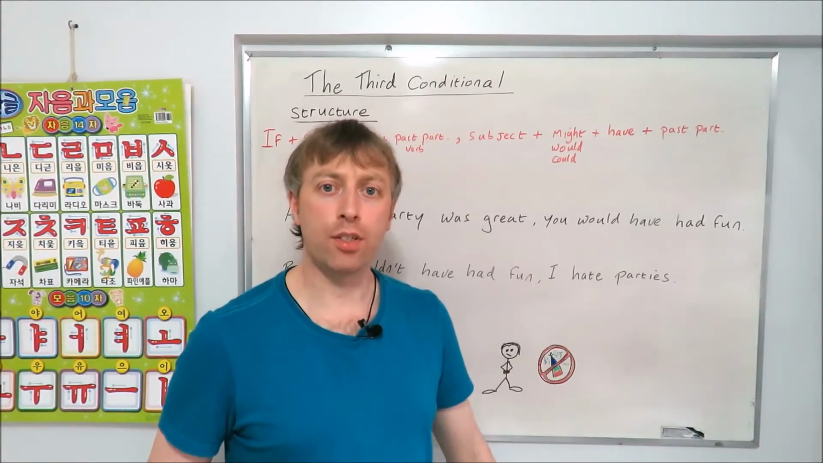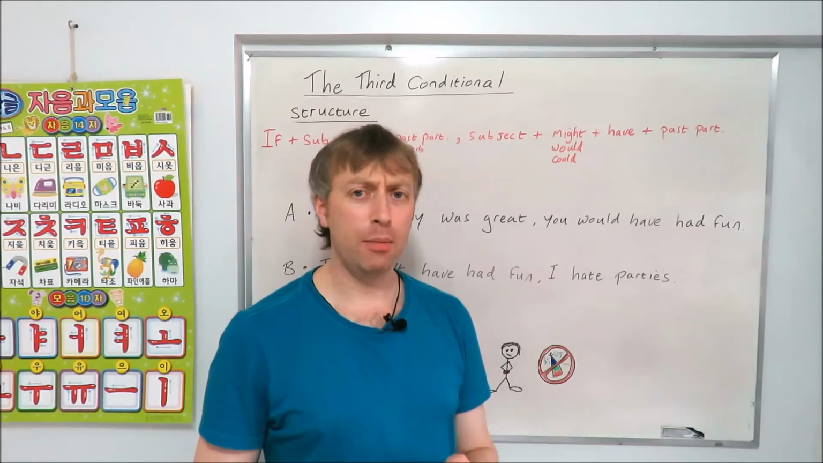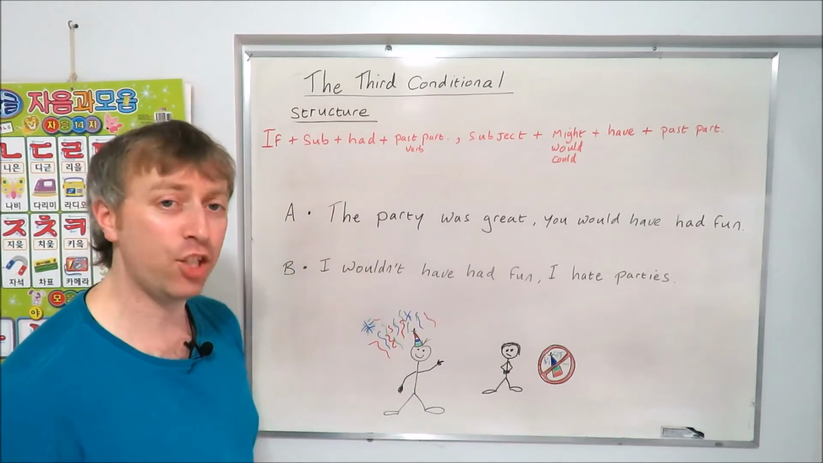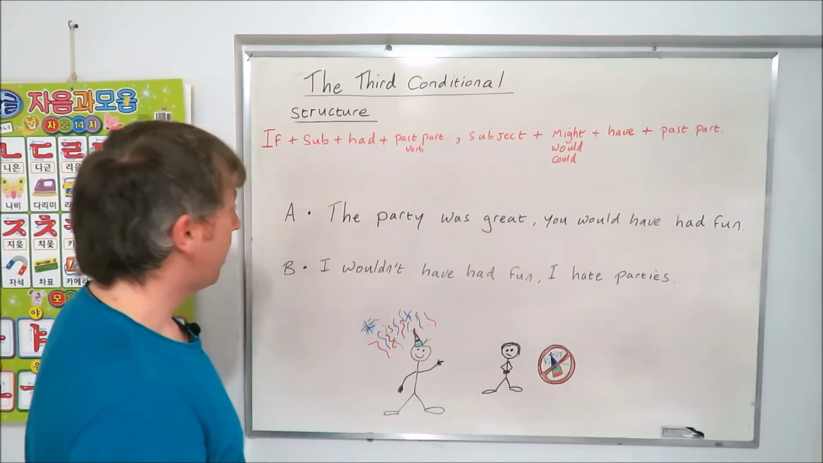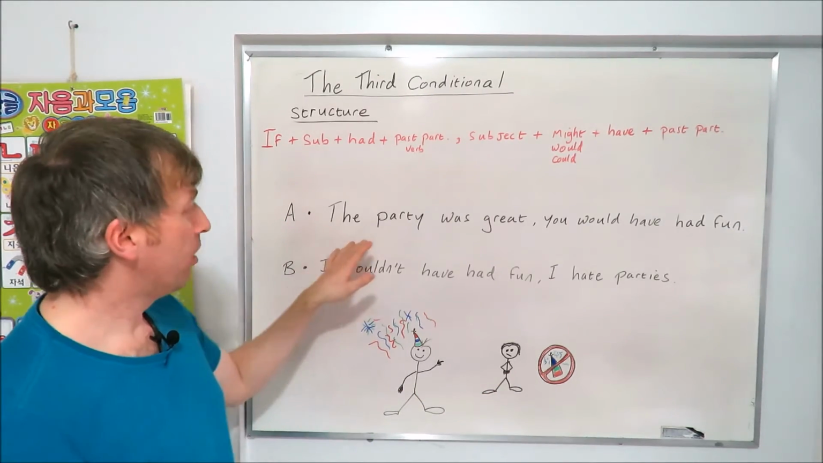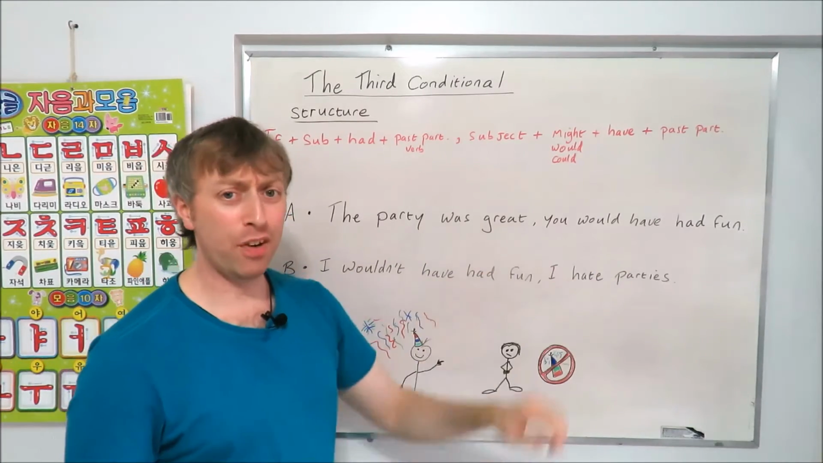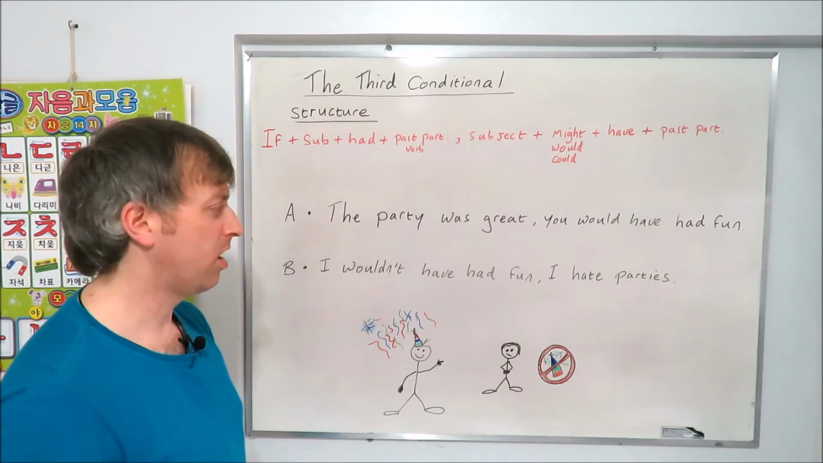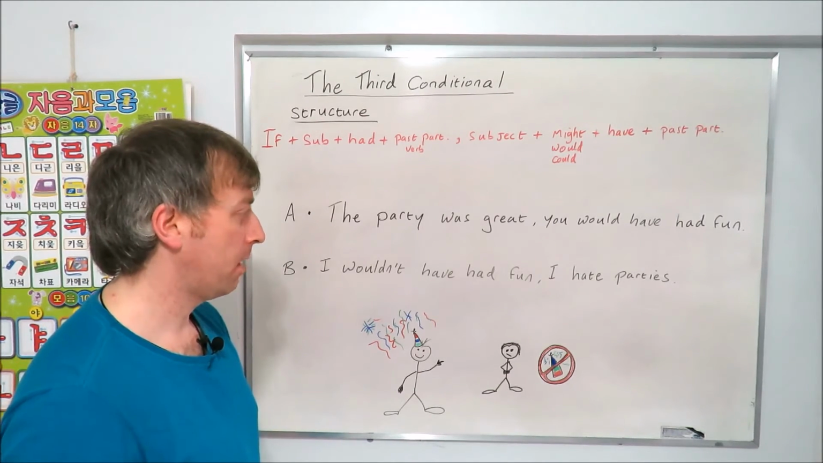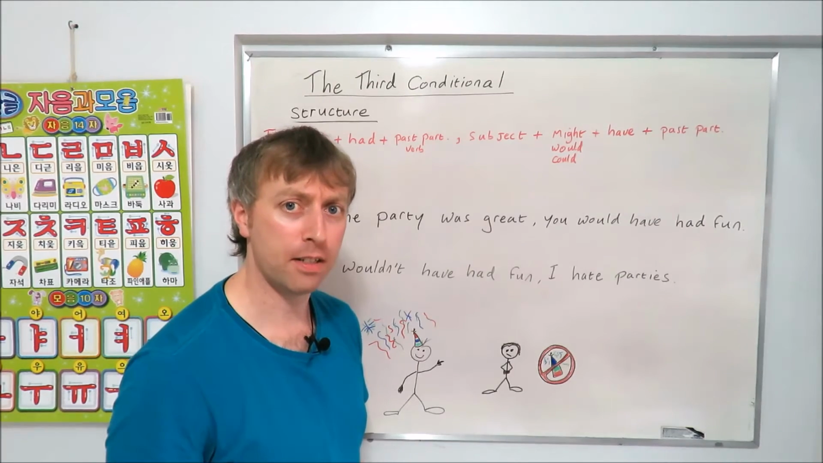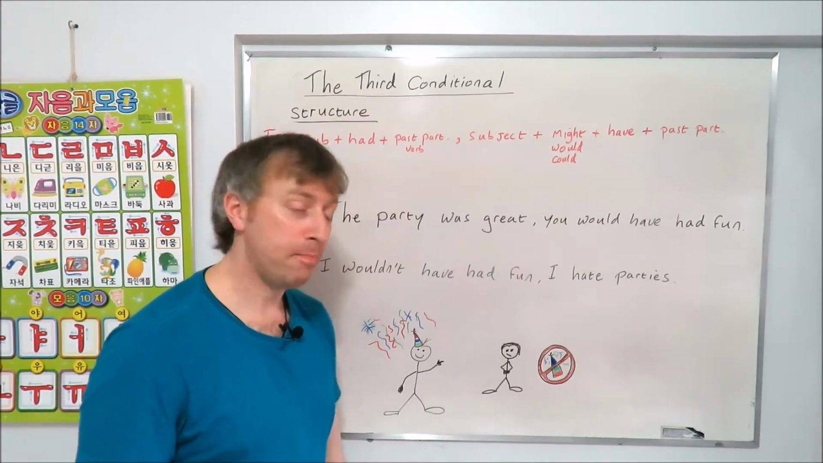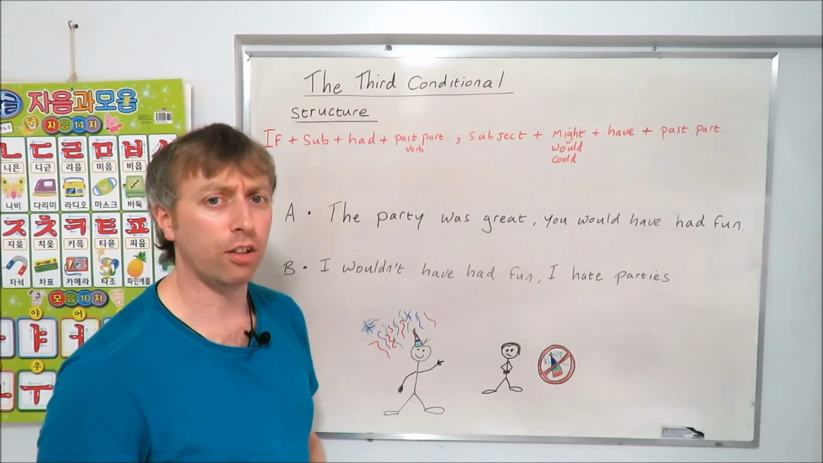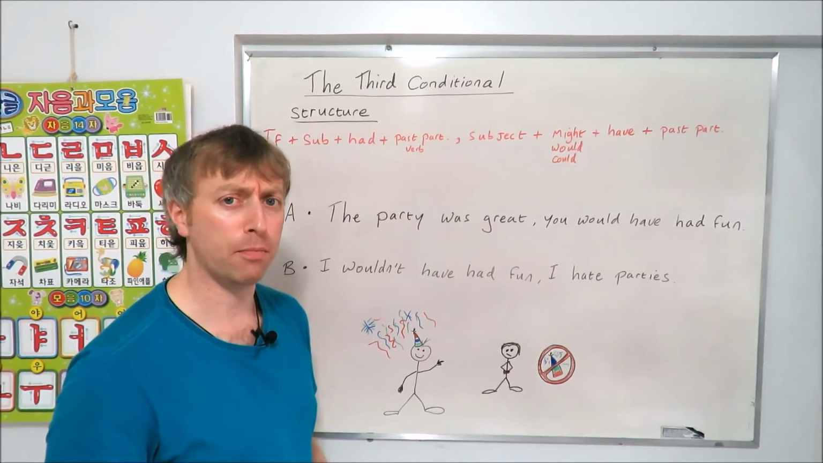Right, one last thing I have to talk to you about, guys. Let me show you 2 sentences. It's 2 guys having a conversation. In this case, it's T-Chair talking to a friend. And this is the conversation. The party was great. You would have had fun. And his friend is saying, I wouldn't have had fun. I hate parties. What sort of crazy person hates parties? Well, obviously him. Anyhow, so these two sentences are third conditional, but there's something strange about them.